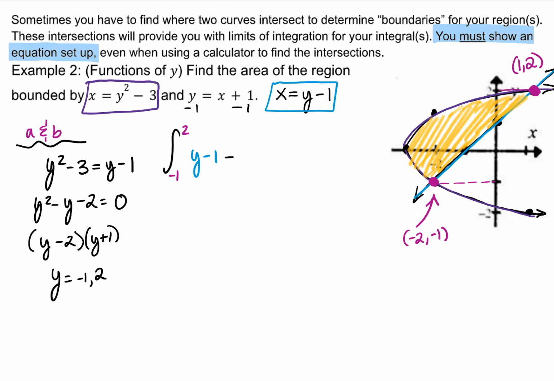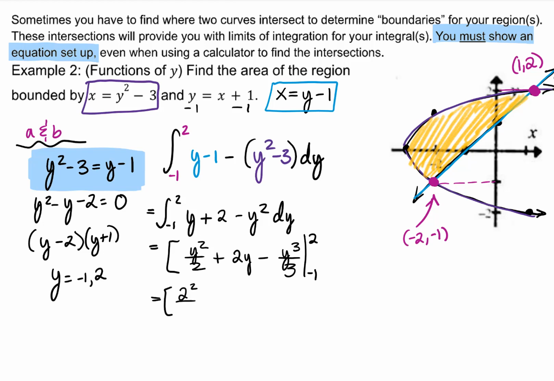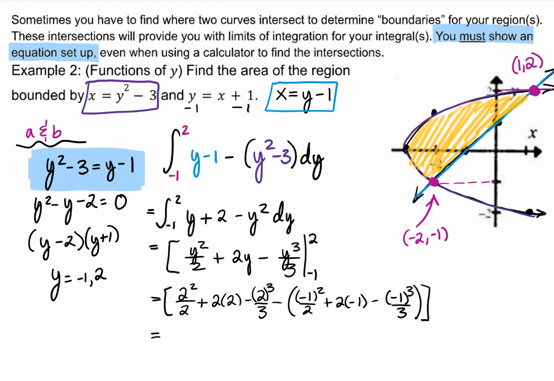Right curve minus left curve. Be sure you're subtracting the entire left curve. Now that we've set it up, we can integrate. That gives us an area of 9/2.